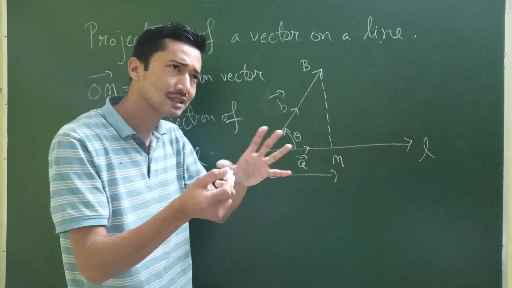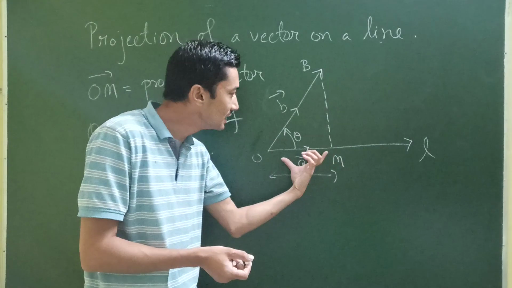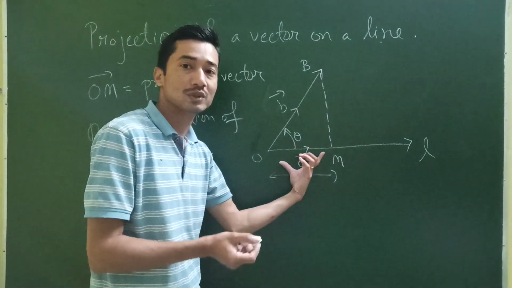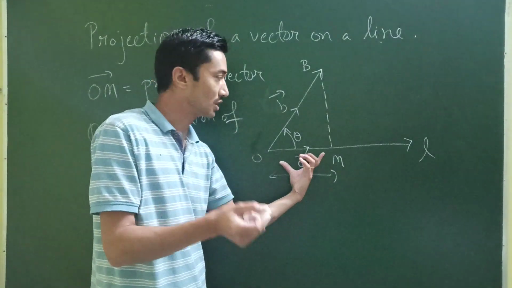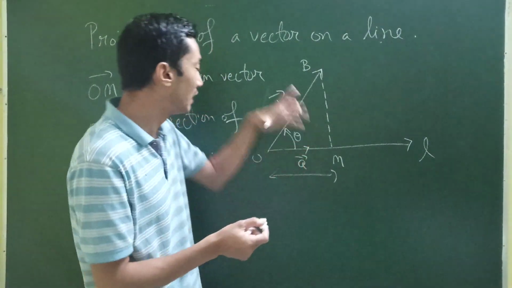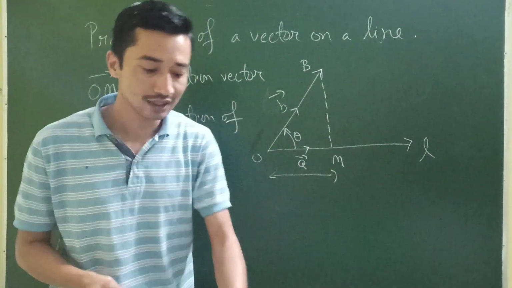Something similar to that, sort of that concept. So the projection of this vector on this line is this one, after we drop a perpendicular, of course, OM. So OM is called the projection of this vector on the directed line. Okay, got that? Simple as that.